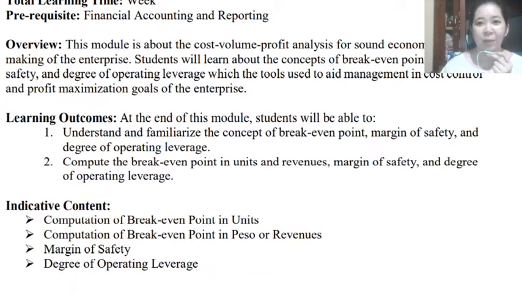Okay, for the learning outcome, at the end of our module 4, you will be able to understand and be familiarized with the concept of break-even point, margin of safety, and degree of operating leverage, as well as to compute these financial formulas or ratios. For the content, we will discuss the break-even point in units, the second will be in peso or in terms of the level of revenues, margin of safety, and the degree of operating leverage.